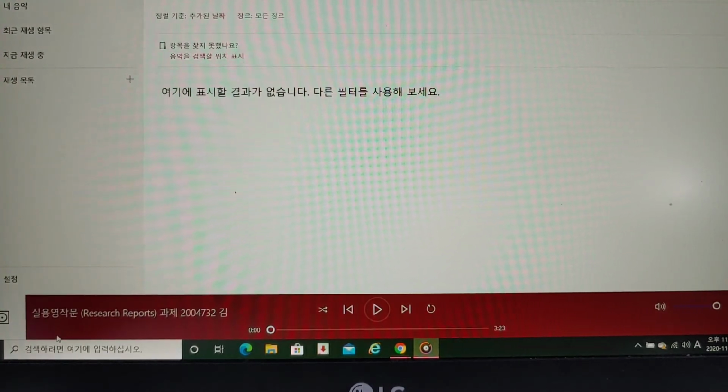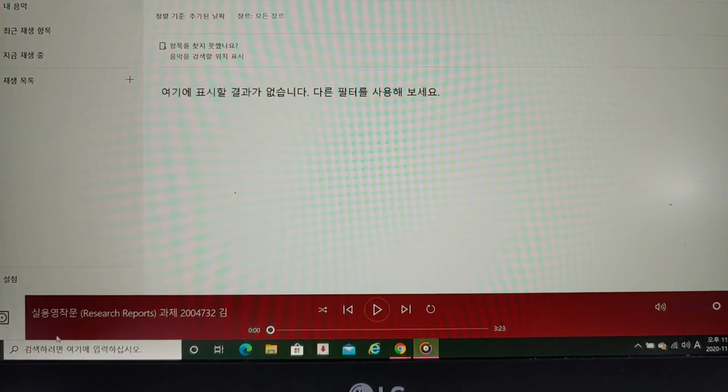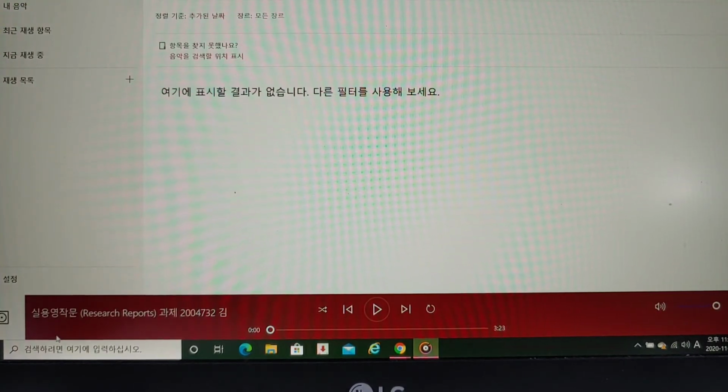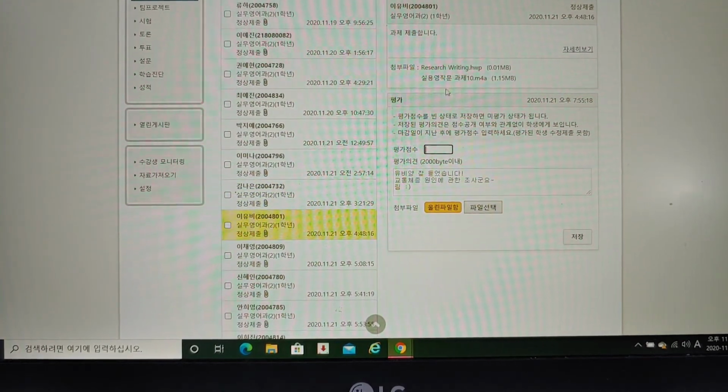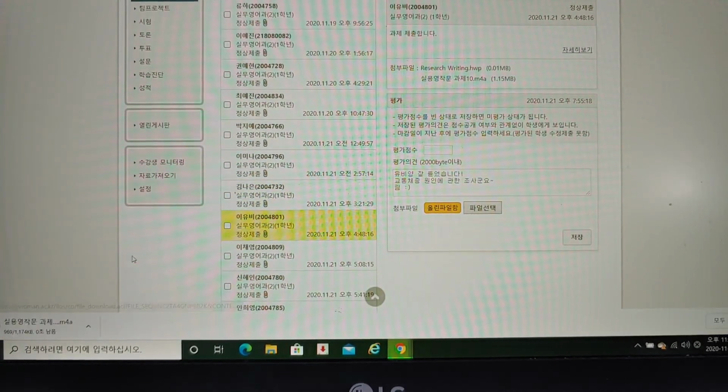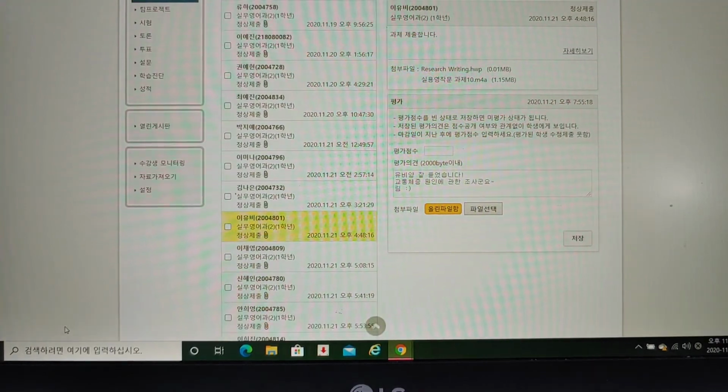우리 나은 양에게 큰 박수 한번 부탁합니다. 우리 자신감 있는 목소리로 잘 발표해 주었습니다. 땡큐 나은. 우리 이유비 양으로 한번 가볼까요? 박수로 받겠습니다.